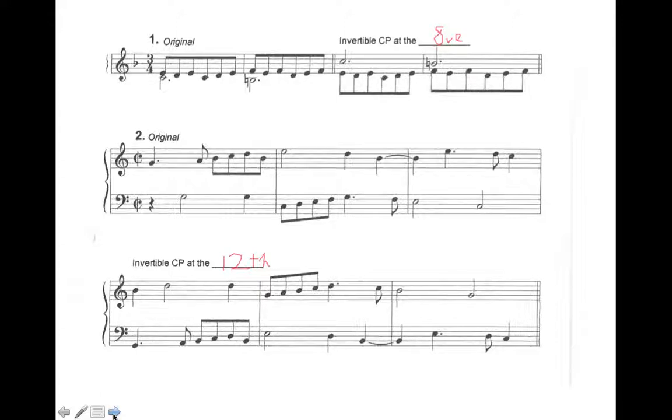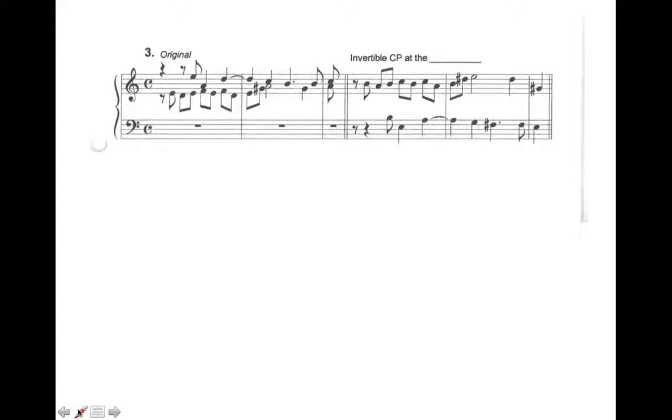All right, moving on to number 3. So here we have the original. The top voice has moved down here to the bass clef. The bottom voice has moved up. Now this one's a little more difficult because it actually changes keys. The original is in A minor. The G sharp there gives that away. The invertible version is in E minor. So we go from A minor to E minor.